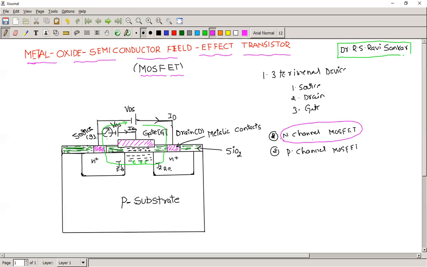Now, what is the symbolic representation of this N-channel MOSFET? See here, this is the symbolic representation. This is the gate terminal.